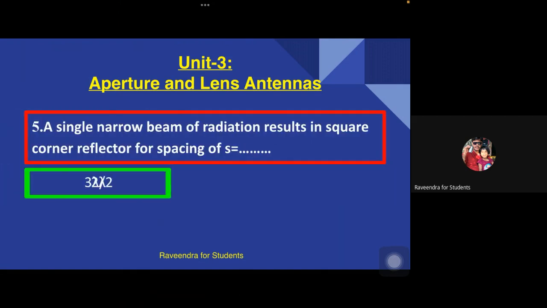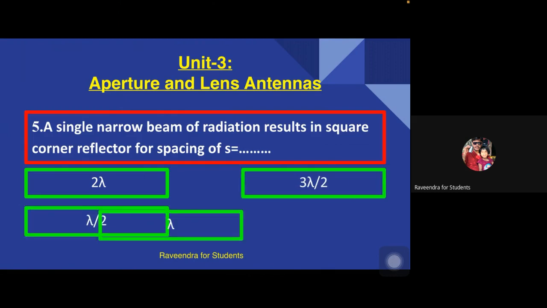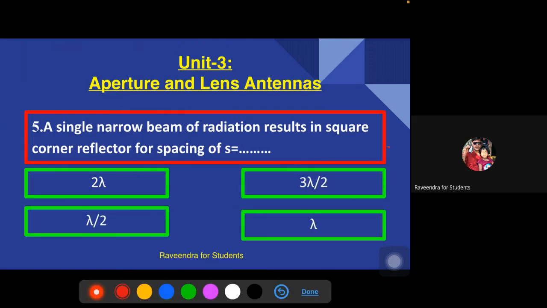Then coming to the fifth one. A single narrow beam of radiation results in square corner reflector for spacing of S equals to how much? For a single narrow beam, there should be a separation or spacing of lambda by 2. If you want two narrow beams, 2 lambda by 2, that is lambda. So you know that formula very well.